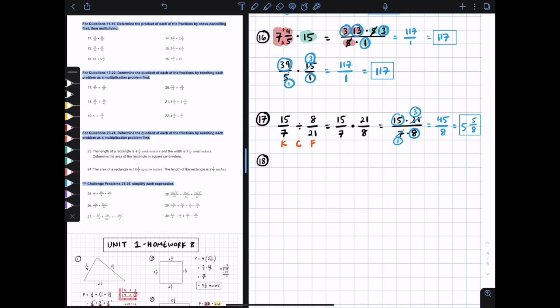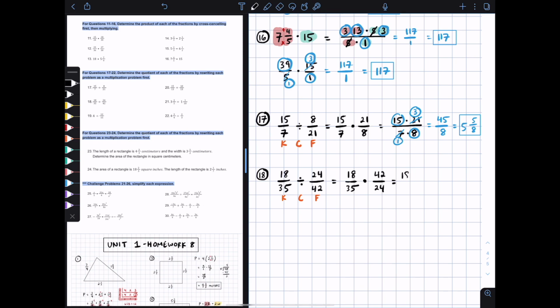For 18, maybe I'll go an extra space. Why not space it out more? For 18, we have 18 over 35, and we're dividing that by 24 over 42. Okay, so 18 over 35. We're going to keep this first one. Let me go ahead and write that again. Sometimes it helps just rewriting it. Keep, change, flip. And so we have 18 over 35. We're going to multiply this by the reciprocal, which is 42 over 24.